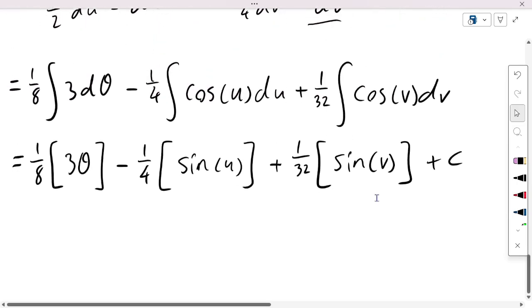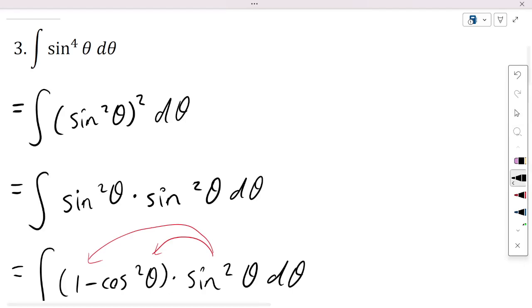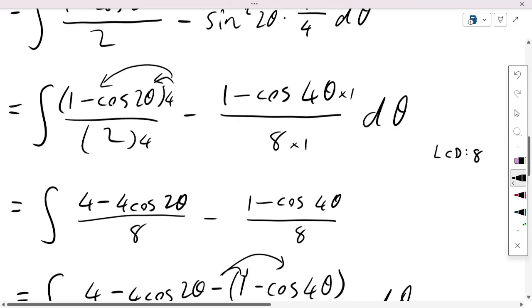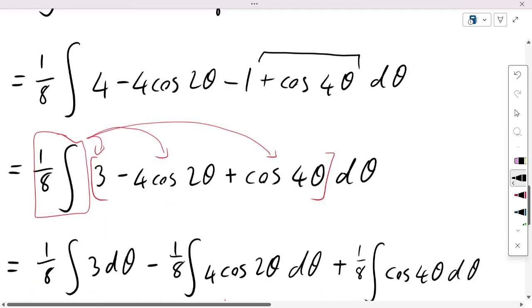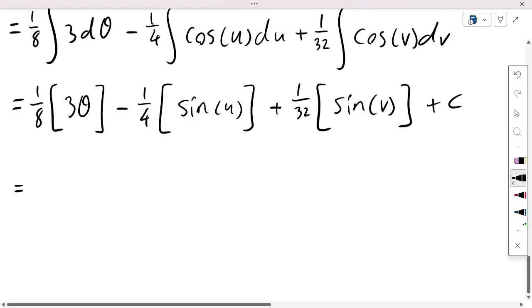And now from here, we just need to substitute back. But what do we have initially? Initially, we had it with respect to theta. So therefore, we need to have theta in the final answer over here in the expression. So all the way here, we need to substitute. So this would just be written as 3 over 8 theta, okay? So that's basically, we're already done with this term over here. But this term, we just need to substitute back.